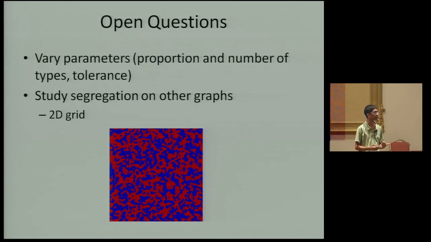Finally, we'd like to study segregation on other graphs. For example, Schelling proposed also a 2D grid model. This shows a simulation result of a 2D grid, and you can see that it provides interesting looking results. First of all, it's unclear how to actually define segregation in this model because it looks so different from what we've looked at so far. But on the other hand, it seems non-trivial to extend our current techniques to this model.